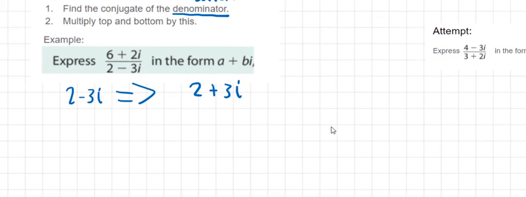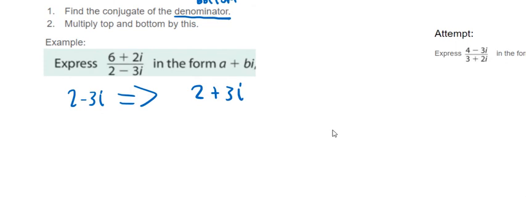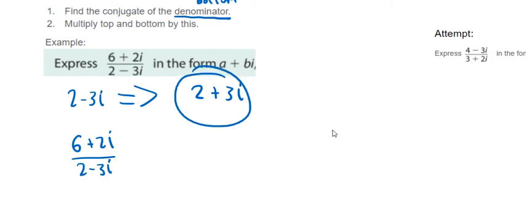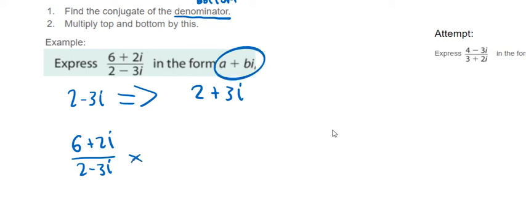Then we're going to multiply top and bottom. So I'm going to take the 6 + 2i over 2 - 3i, and we're going to multiply the top and bottom by this, by 2 + 3i. It's a trick basically that is going to mean that we get the number in this form. So (2 + 3i)/(2 + 3i).